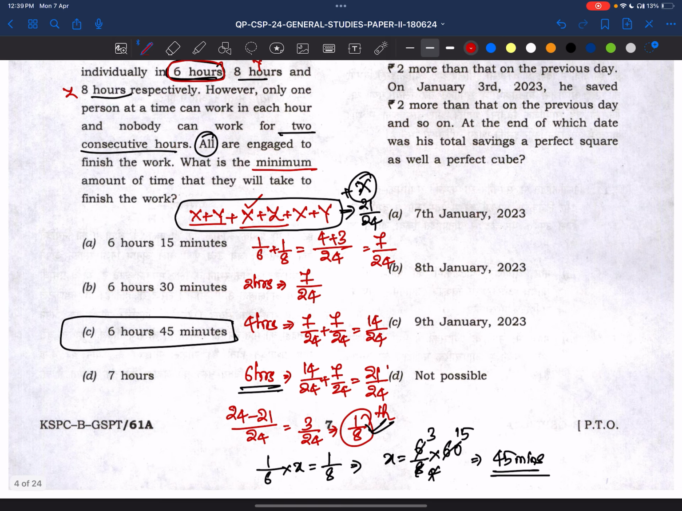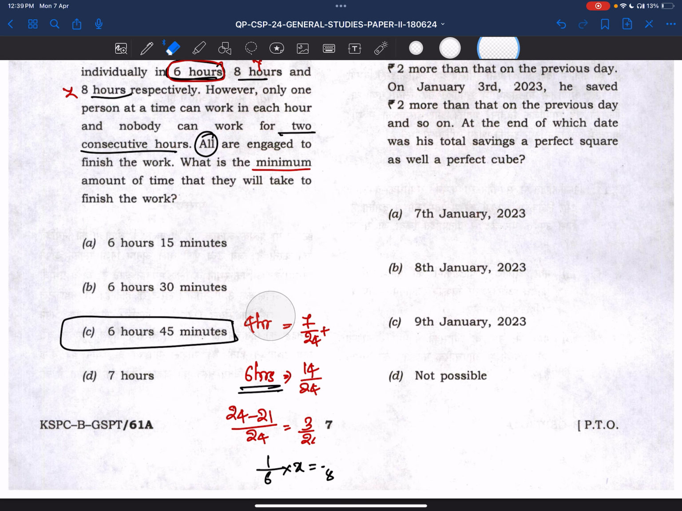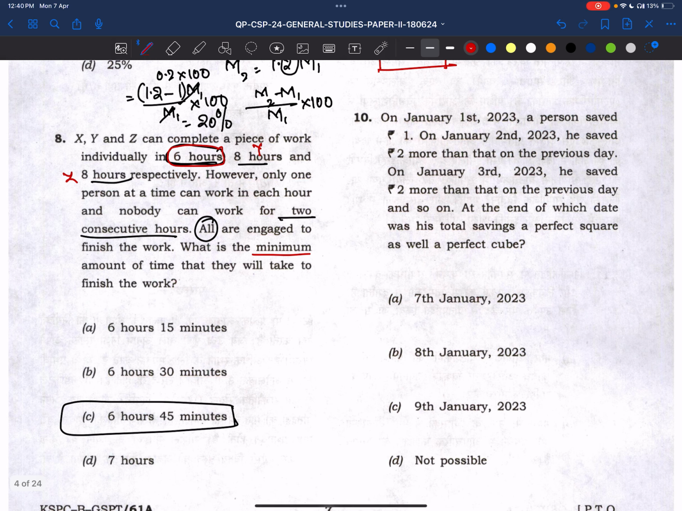Let's look at the next question. On 1st January 2023, a person saved 1 rupee. On 2nd January 2023, he saved 2 rupees more than the previous day. That means 1 plus 2, 3 rupees. On 3rd January, he saved 2 rupees more than on the previous day. That means 2 rupees more than 3 rupees, which is 5 rupees. And so on.